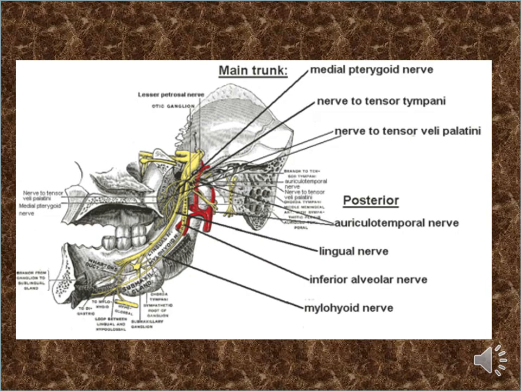The main trunk of the mandibular division of the trigeminal nerve gives the medial pterygoid nerve, nerve to tensor tympani, and nerve to tensor veli palatini. The posterior trunk gives branches to the auriculotemporal nerve, lingual nerve, inferior alveolar nerve, and mylohyoid nerve.